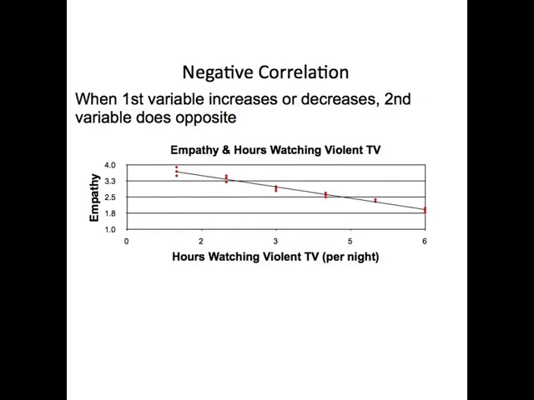A negative correlation is when one variable will increase or decrease and the other variable will do the opposite. So take, for example, empathy and hours watching violent TV. As the hours of watching violent TV increase per night, empathy goes down. So that's a negative correlation.